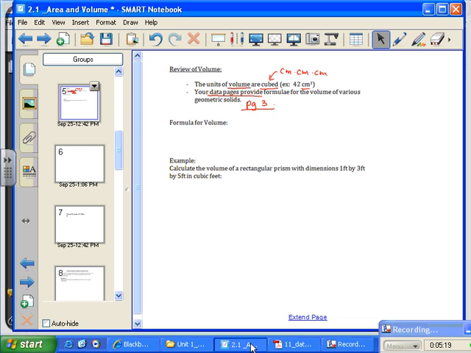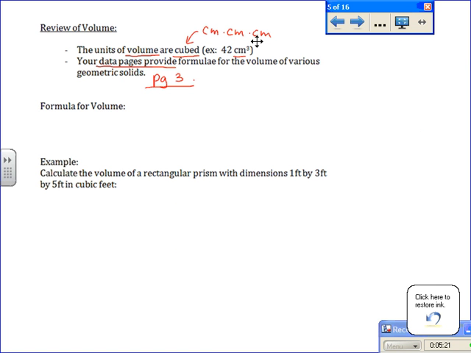Let's go back to our notes and do some of these questions. Okay, so formula for volume on our data sheet. Okay, if we're talking about a rectangular prism, and that's all we're going to look at today.